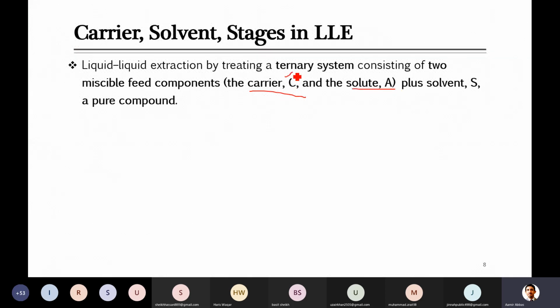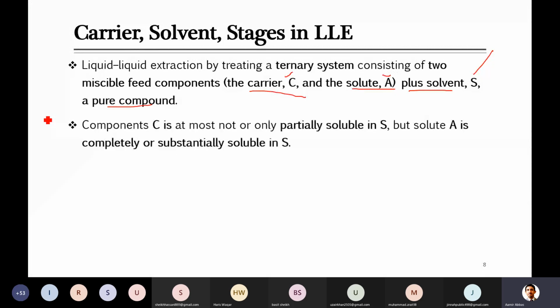So for example, there are four components as part of the feed, and the one which you want to remove will be named the solute, while all others are generally called the carrier. Plus, you bring it in contact with the main solvent, another solvent, the third one. That is the third component of the ternary system, and we are just calling it a pure compound here, but I have already told you that it is not necessary for the solvent to be based on one component. Maybe it can be a mixture of more than one component depending on the requirement.